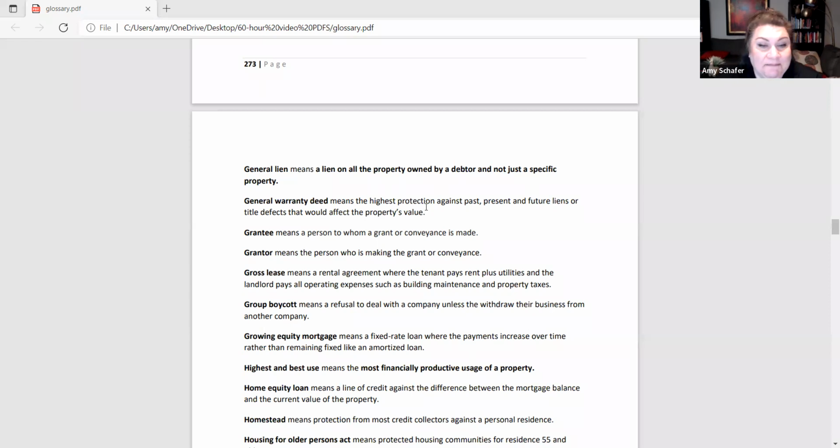A gross lease. This is a rental agreement where the tenant pays rent plus utilities, but the landlord pays the operating expenses, such as building maintenance, building insurance, and property taxes. Group boycott. This is one of the antitrust laws where you have two companies that conspire to withdraw business from another company. And this is where really monopolies are created.